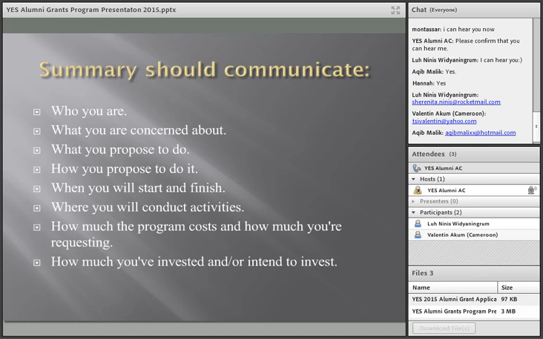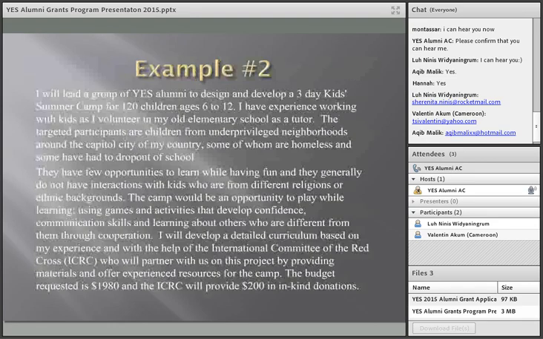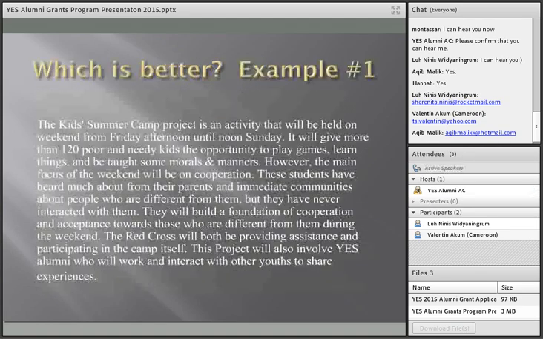Tell us about the cost and how much time you're going to invest. So I'm going to give you a couple of examples here. Here's example 1, and here's example 2. So you can see there about a project, which is a kids' summer camp, and I'm going to go ahead and read it. The Kids Summer Camp Project, this is example 1.